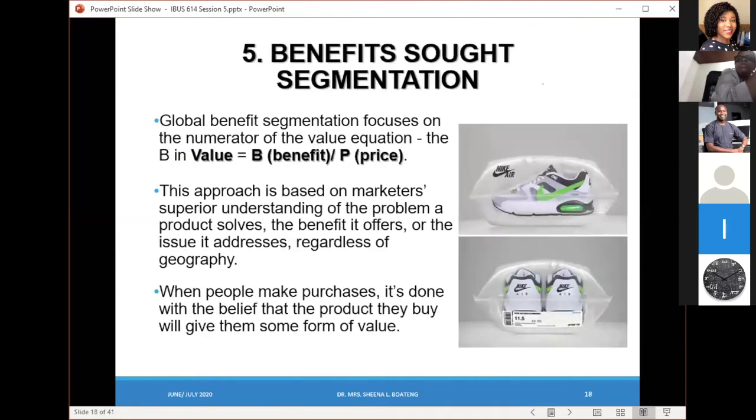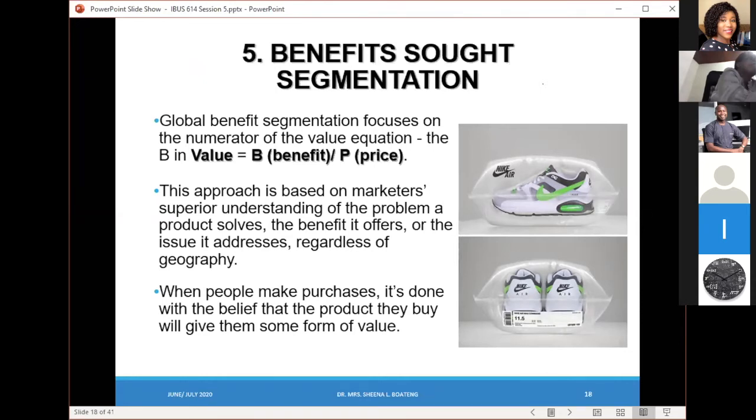Okay. So the next session we are going to discuss is about benefit segmentation. And this is basically based on the concept of value. When it comes to benefits sought, customers would always want to get value for their money. And that is how marketers can target them. So global benefit segmentation focuses on the numerator of the value equation. And the value equation is benefit over price.